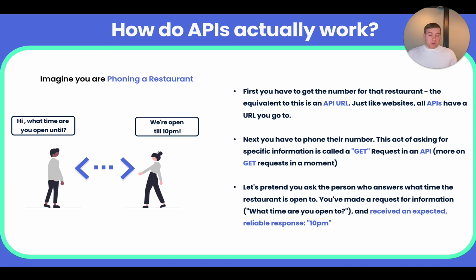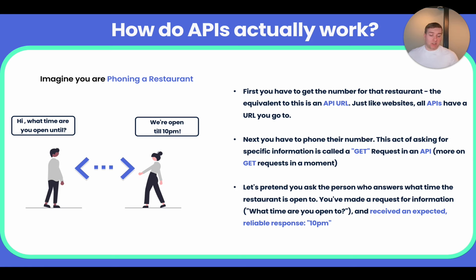Now, obviously, you have to actually phone them. And that phone call in API terms is called a GET request. So you are phoning someone to get some specific information. And of course, when they answer the phone, you're going to ask them for some sort of information. So take the example we've got here. We've phoned up, which is our GET request. And the request we are specifically making is, hi there, what time is your restaurant open until?